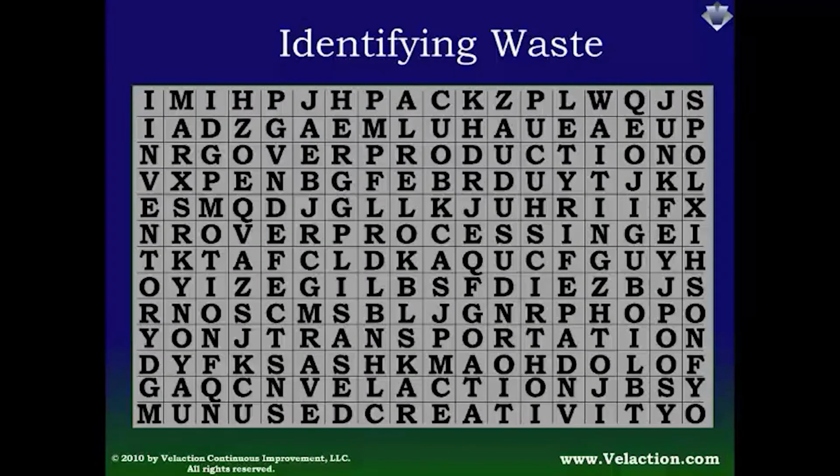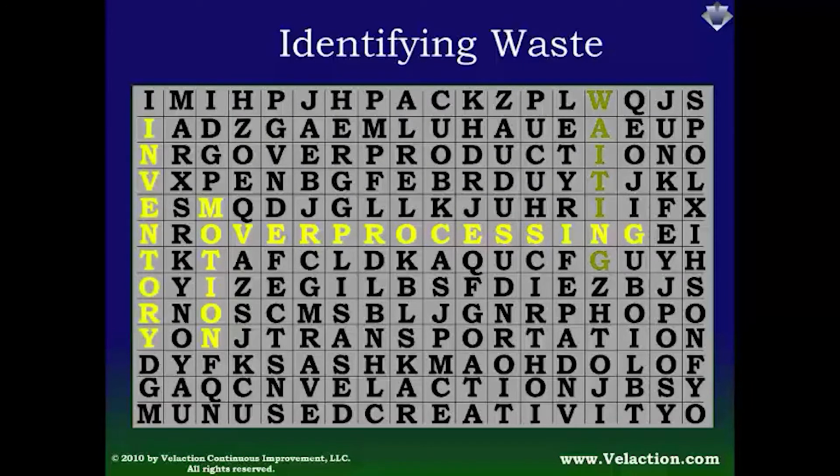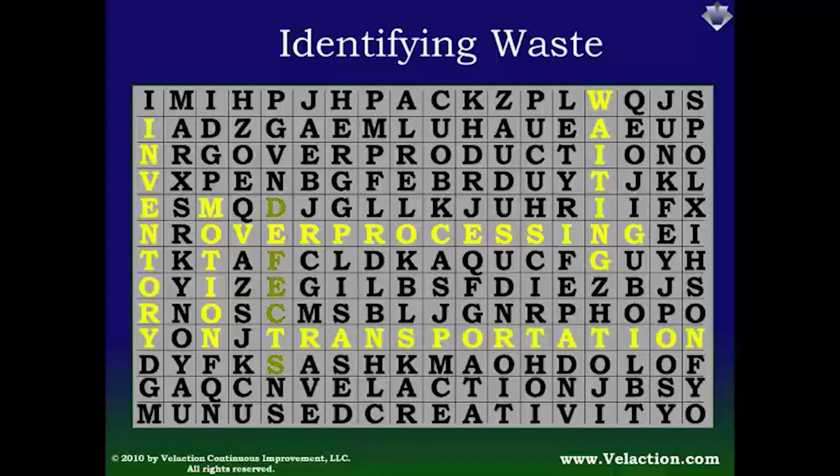Now, it would be great if waste would just jump out at you. But unfortunately, it hides very well in all of the activities of normal operations. One way to make it easier to find, though, is to look for specific types of waste. When you categorize your thinking, it can make it easier to find problems within an operation. The basic categories of waste are transportation, inventory, motion, waiting, overprocessing, and defects.